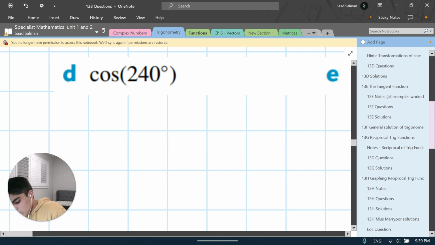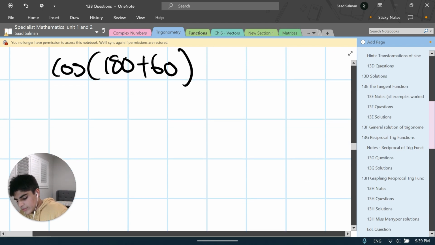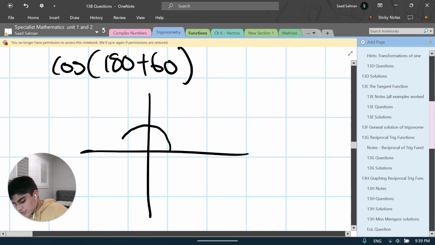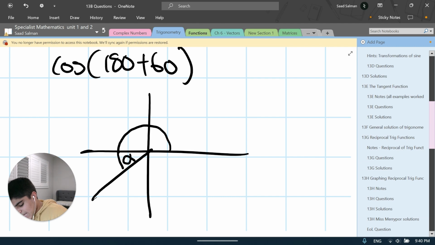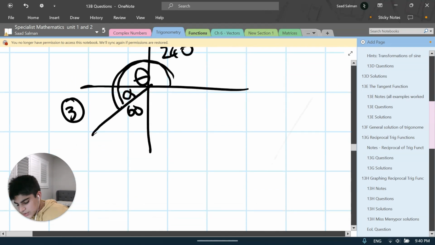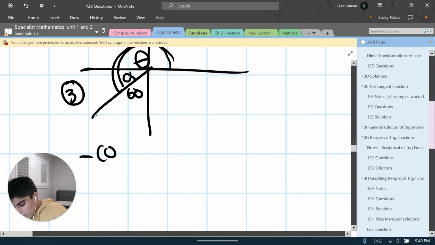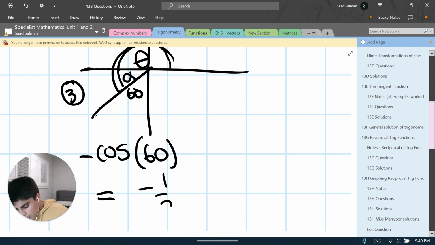Cosine 240 equals cosine 180 plus 60. So if we pull up the unit circle, we're going 180 degrees plus 60 right here. Let's make this alpha. Alpha is 60, and theta, this entire angle, is 240. Now we're in the third quadrant, so cosine is negative. The exact value is negative cosine 60, which equals negative 1/2.